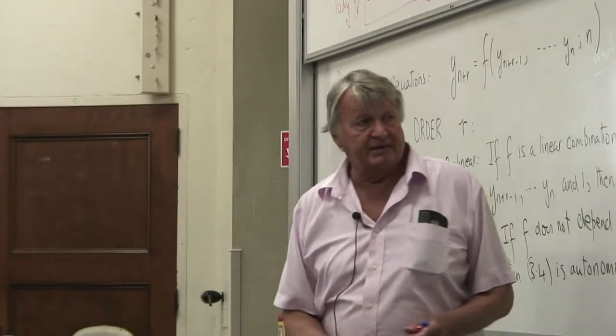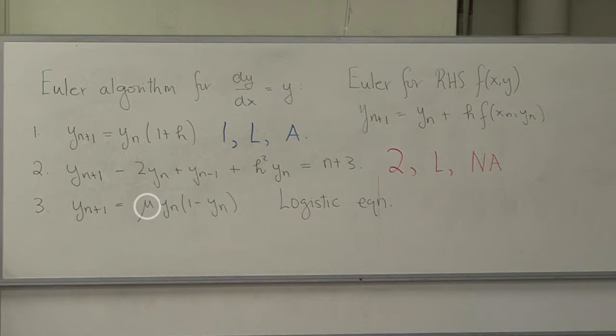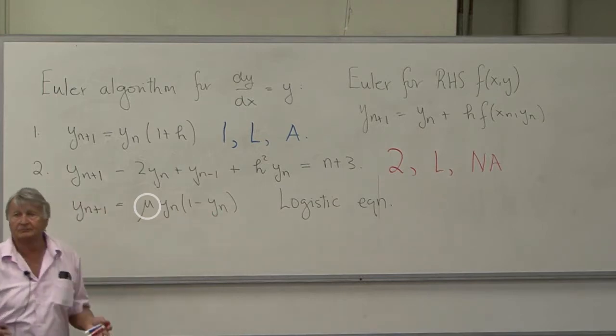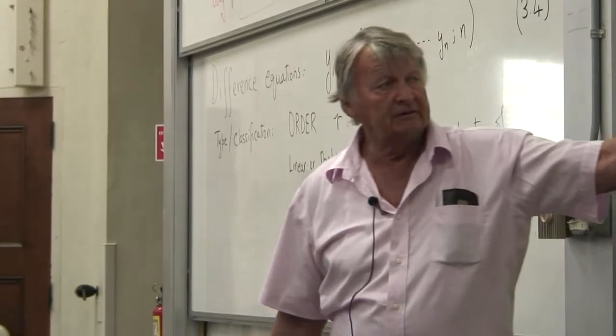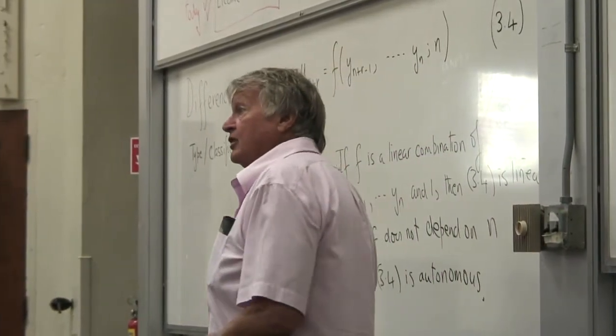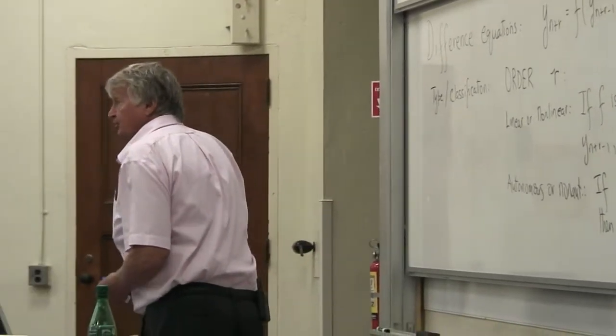One of the properties is that it depends on this parameter mu. If mu is less than 1 in magnitude, and you compute the solutions successively, starting with, say, y1 equals 1, and then compute y2 from this equation, and then y3, and so on, those values will converge to 0. When mu is greater than 1 and a bit less than 3, they converge to another fixed point, which isn't 0, something like 1 minus 1 over mu.